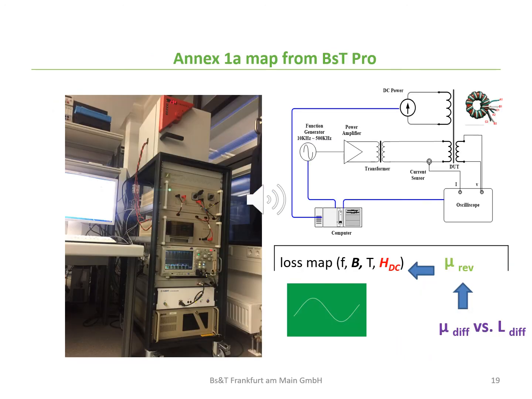Here you have the picture of a Bs&T Pro system. It consists of a temperature chamber, a digital oscilloscope, a linear amplifier, and DC sources. And you have a set of capacitor banks to have various measuring points, and the current detection is done by a current probe. So the whole system is compliant with 62044-3. The loss map can be generated in the dimensions of frequency, flux density, temperature, and DC bias, HDC. So it's complete.